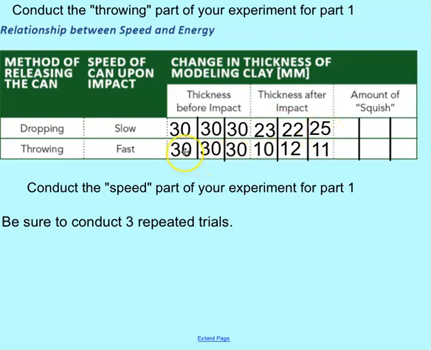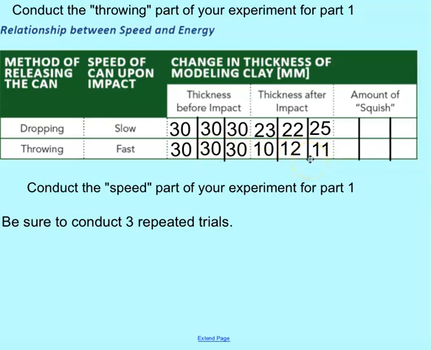The second time through, even though it says throwing, we basically tossed it. In other words, we took our wrist and pushed the can down, still from 30 centimeters. But what it did was it increased the speed, so we had the slow and the fast. Started with 30, now we ended up with 10. We started with 30, and we ended up with 12 and 11.